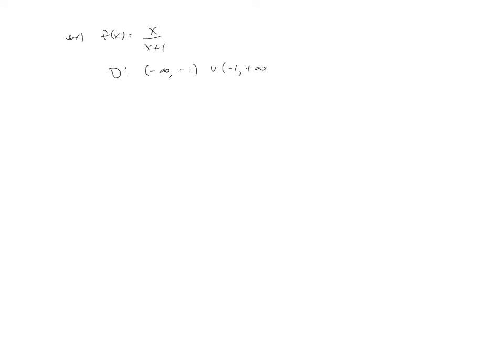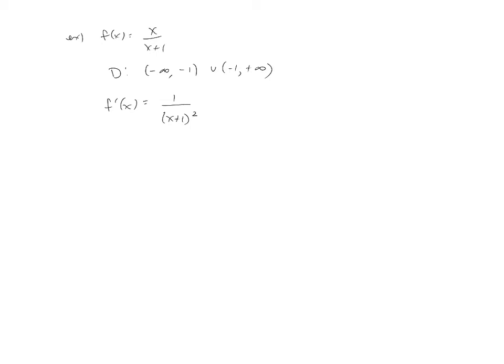So we can see our domain here would be everything except -1, right? We have a vertical asymptote at -1. So now I'm fine with going ahead and finding that first derivative, which when you find it and you simplify it, this is what you end up with, okay?